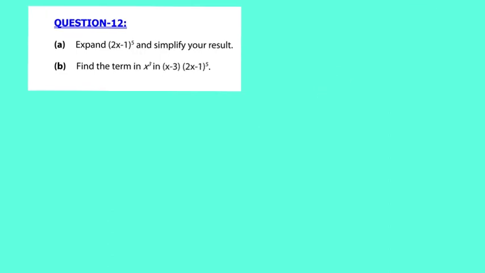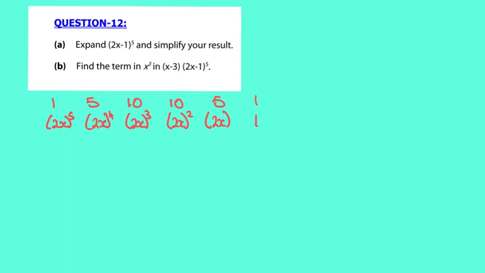Question 12. A. Expand 2x minus 1 to the power of 5 and simplify your result. Because n is 5, we want the sixth row of Pascal's triangle, which is 1, 5, 10, 10, 5, 1. Now we can expand. We get 2x to the power of 5, 2x to the power of 4, 2x cubed, 2x squared, 2x, and anything to the power of 0 is 1.